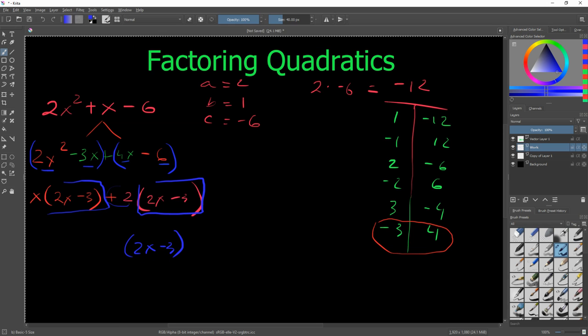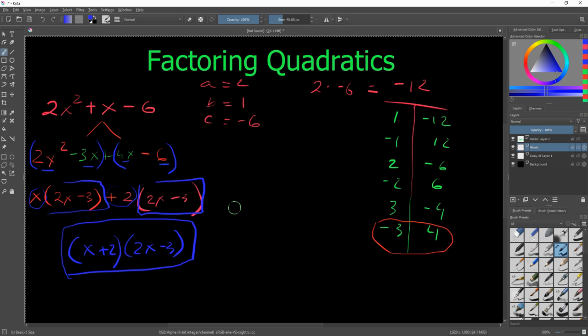And these guys here, that's your other factor. So it's x plus 2. Okay, that's factored. This way is a little bit longer, a little bit more complicated, but it's the most mathematically sound. This is how the math works, and it works all the time. So if you learn this way, you will be good.